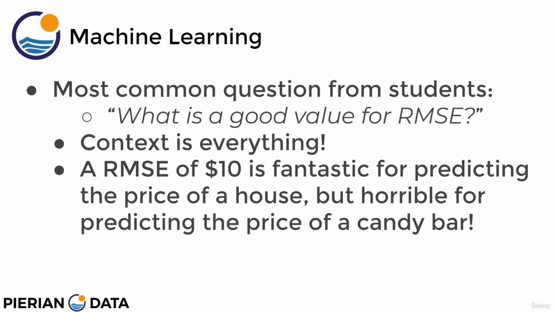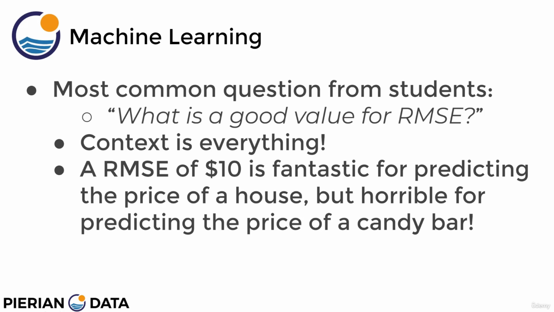So the most common question we get from students at this point is, what is a good value for root mean squared error, or really any error metric? And the issue is, context for answering this question is everything. A root mean squared error of $10 is really fantastic if you're trying to predict the price of a house, which is usually in terms of something like hundreds of thousands or even millions of dollars. But if you're trying to predict the price of a candy bar and your root mean squared error was $10, that's a horrible error because you're way outside the range of typical candy bars.